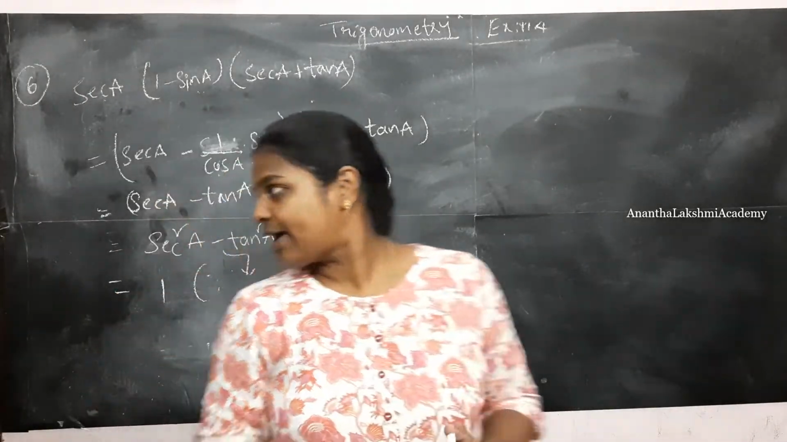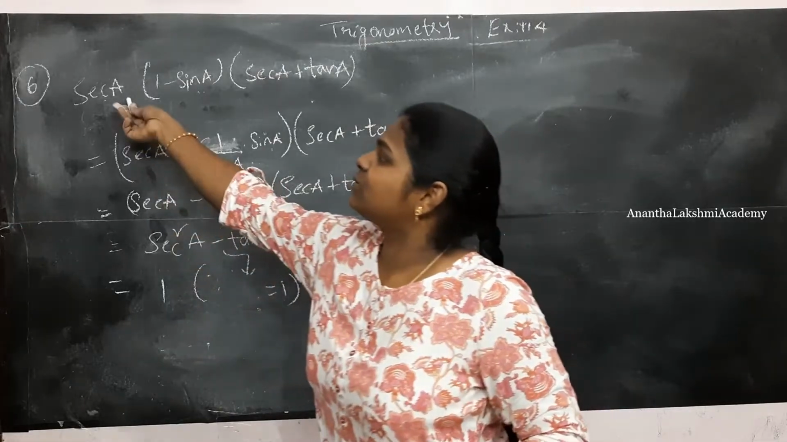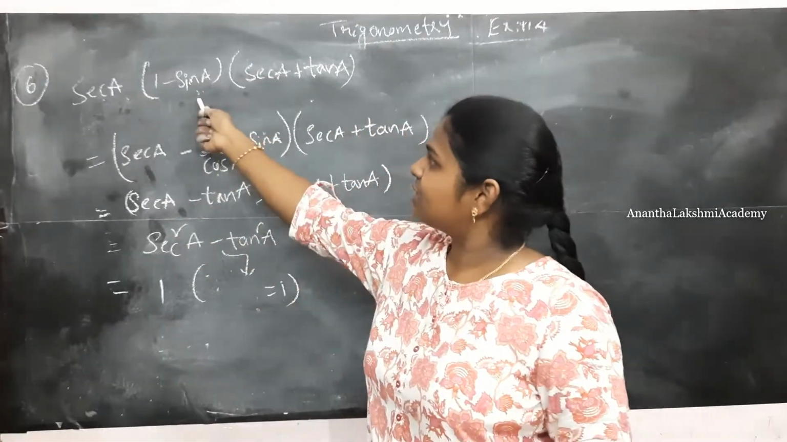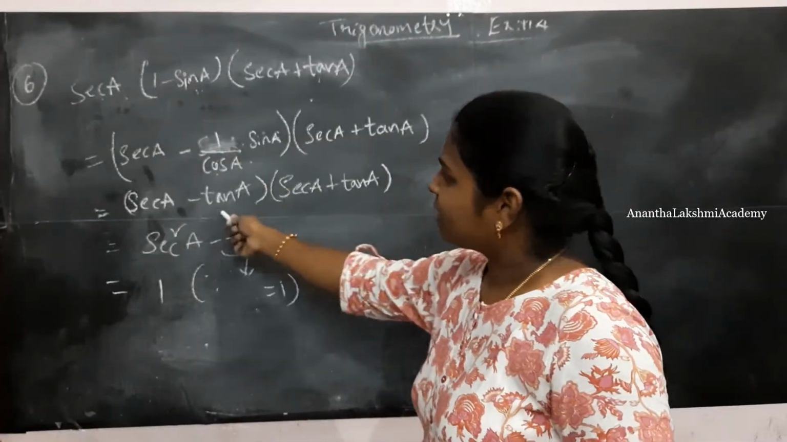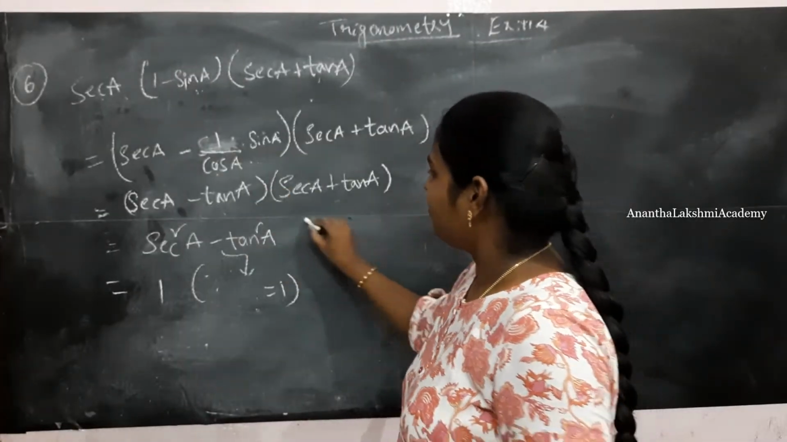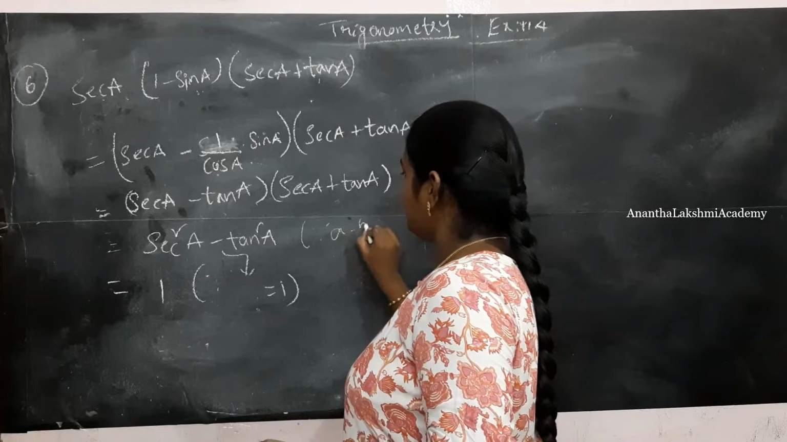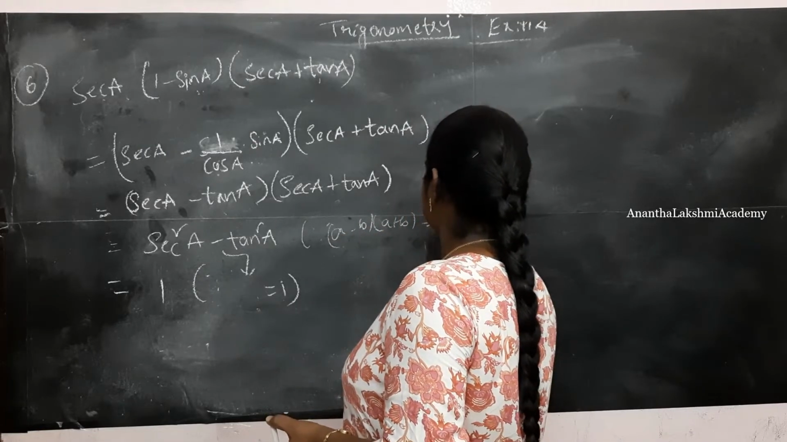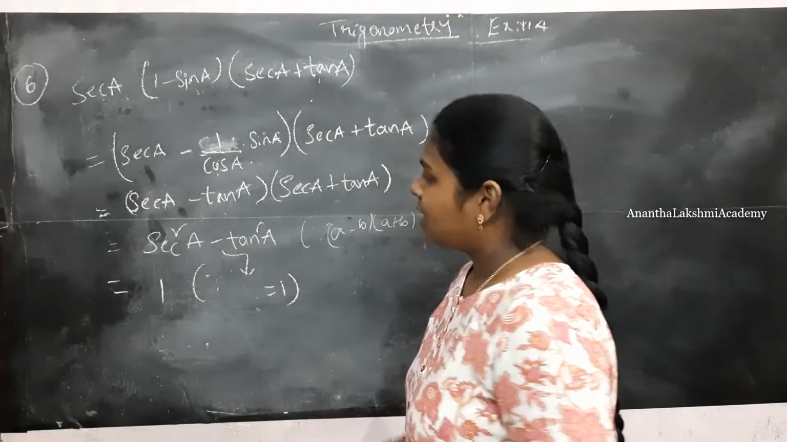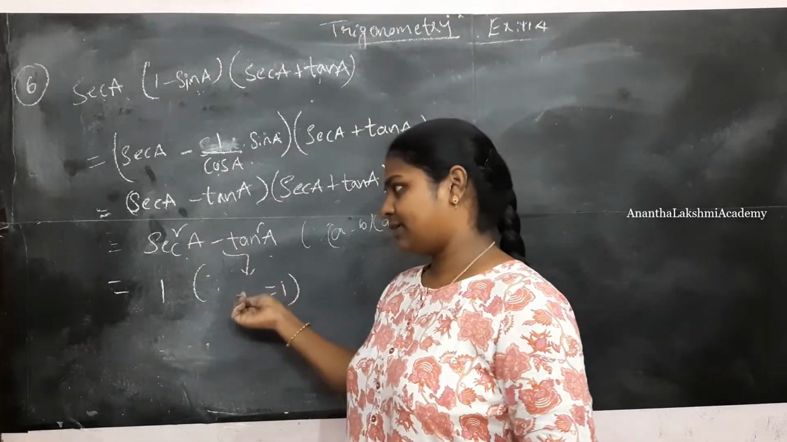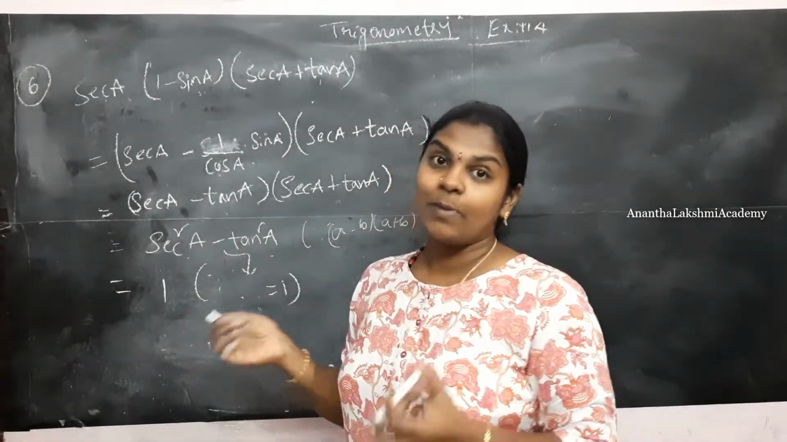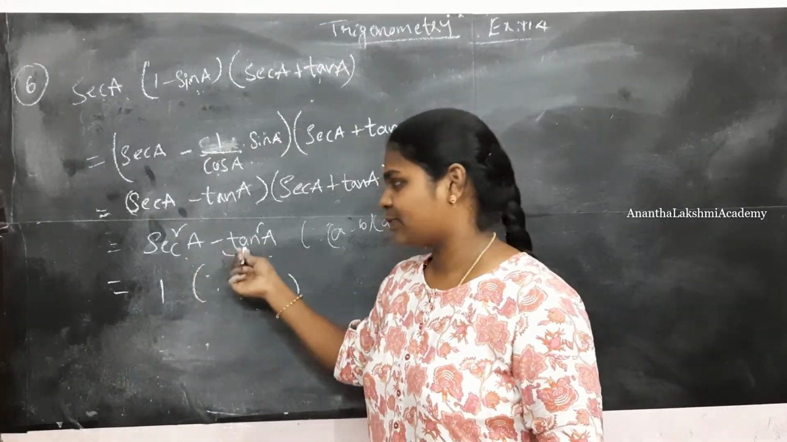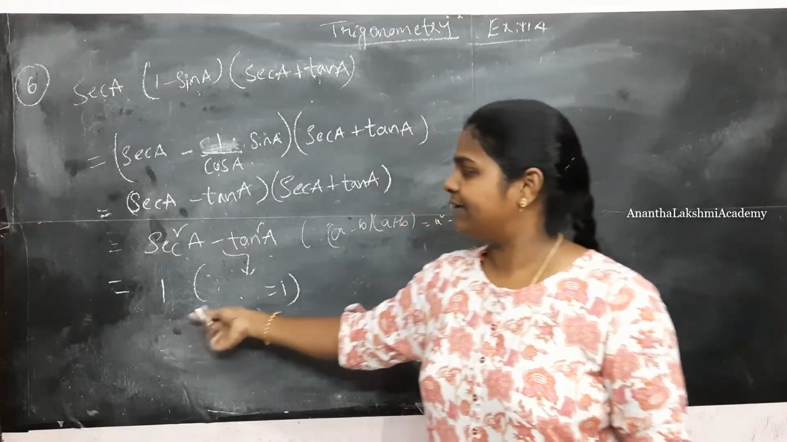So what have we done for problem number 6? We just took the secant inside and tried converting secant into sine and tan. That way it became (a minus b) into (a plus b). Here (a minus b) into (a plus b) is equal to a square minus b square. For that it became the second trigonometric identity which we have derived, which is nothing but secant square A minus tan square A, and which is equal to 1.